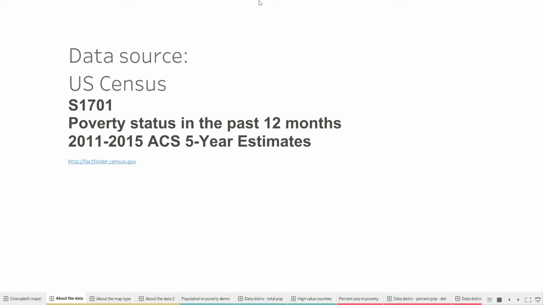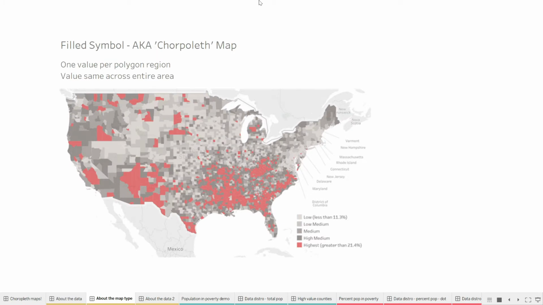So we're going to look at poverty status in the last 12 months, and this is the 5-year estimate from the American Community Survey. So again, our choropleth map, we're going to have one value per polygon region. The values are going to be the same across every area. And they're going to communicate broad spatial patterns across the entire map.